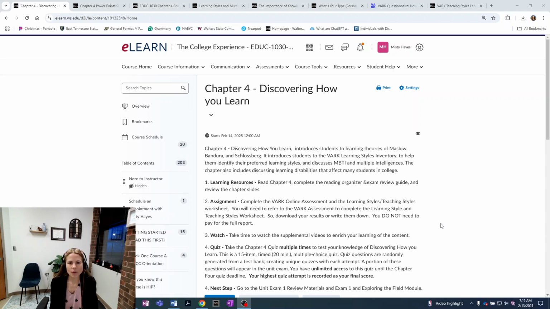The reason that we go over the different learning theories and take the VARK and look at MBTI and intelligence tests is because there's no one test or assessment or specific theory that is going to help you discover how you learn. We need to combine all of those together.